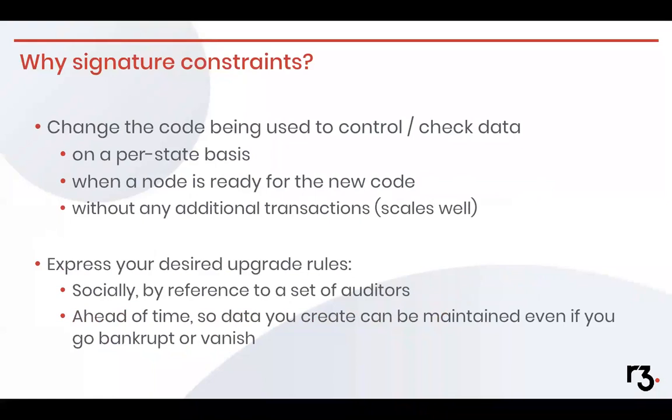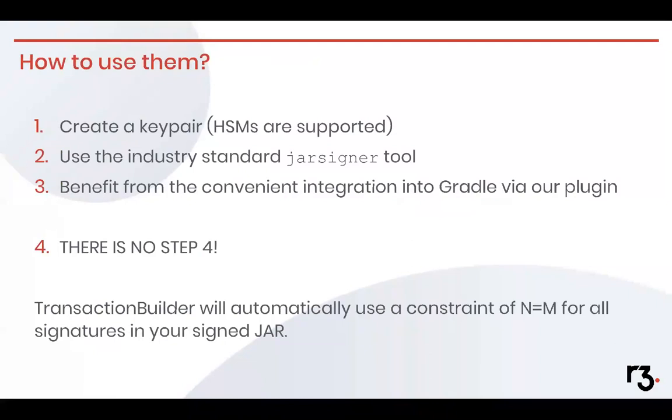We don't want that kind of deadlock in design, so we allow you to change code and upgrade when you need it and not by creating new transaction types. And yes, like I said, you can express your desired upgrade route socially. And that's useful for tolerating things like bankruptcy or outages. Okay, so how do you use them? Well, this is really a developer feature.